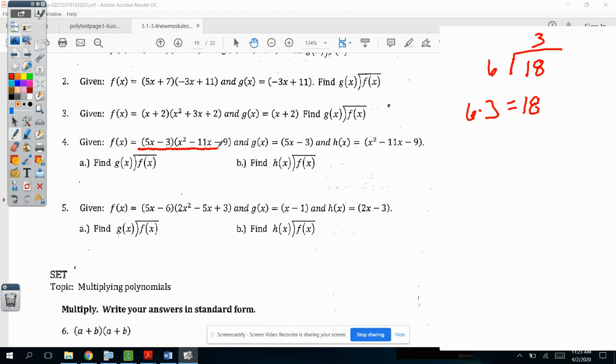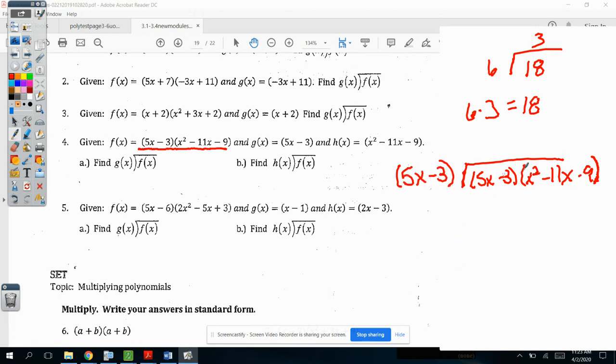This guy is f of x, and that's just 5x minus 3 times x squared minus 11x minus 9. I don't know why it's really wiggly. I'm sorry, that's going to probably really bother you. And g of x is on the outside, and that will be 5x minus 3.